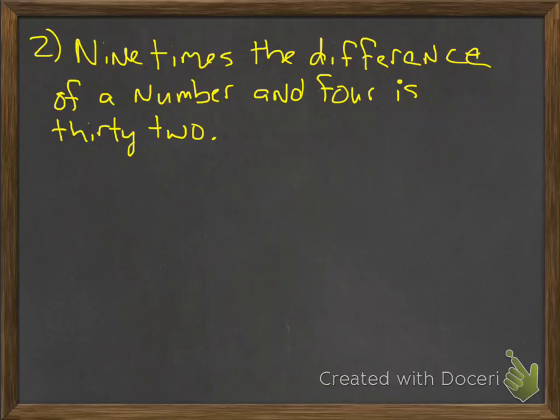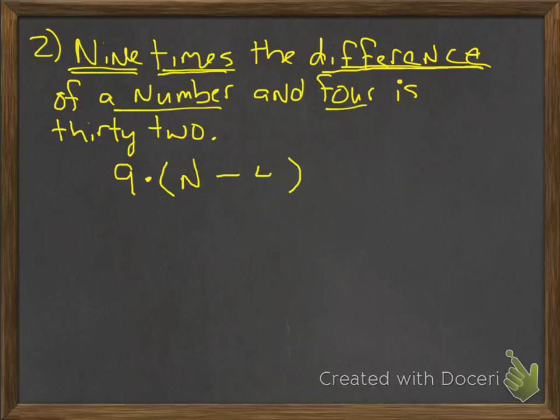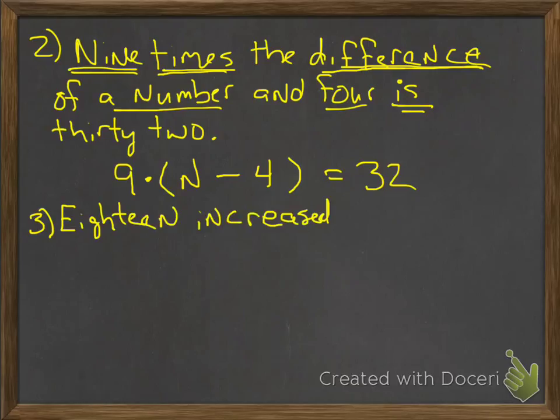Next problem. 9 times the difference of a number and 4 is 32. Okay, so 9 times the difference. Notice that times the difference means I am saying 9 times subtraction, and notice I'm putting parentheses. Because I'm saying times the difference, I've got these parentheses with a minus in between. Then what are the two things I'm subtracting? A number and 4. And then is means equals 32. I could do this one with a sum and say 9 times the sum, and that would have been 9 parentheses plus. So keep that in mind.